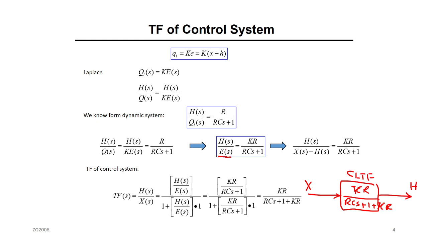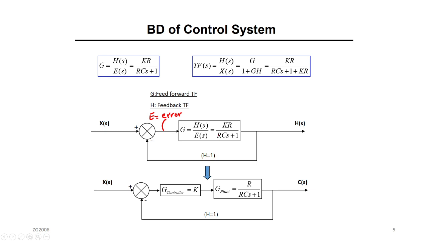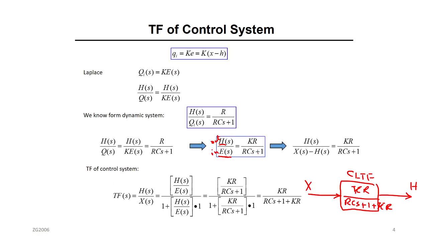So here the input is the error, output is H, right? This is N, this is N, okay? This is out. So this one here will be the input, right? Input, and this is the output H. So in between you must have KR over RCS plus 1. Is it KR over? Yes, good.